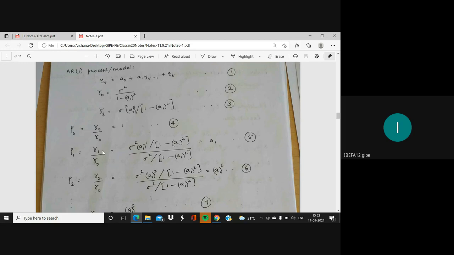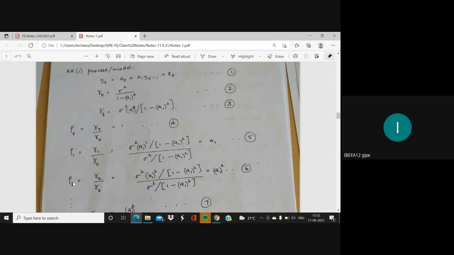Now gamma 1, if you just substitute here, since s is equal to 1. Wherever you find s, just substitute 1 here, since you're looking at rho s where s is equal to 1. If you simplify this, the covariance by variance is equal to A1. So rho 1 is equal to A1, then rho 2 similarly is equal to gamma 2 by gamma 0.